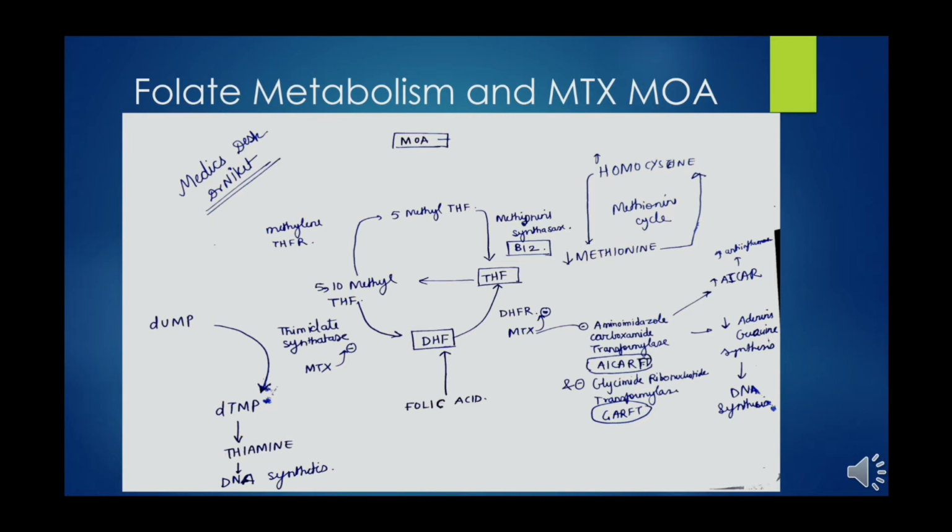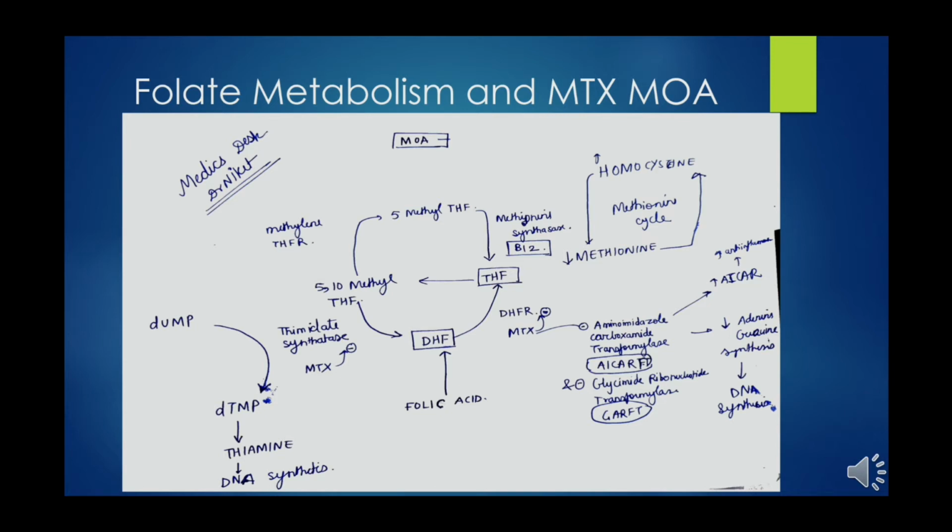So 5,10-methylene tetrahydrofolate further undergoes reduction with the help of methylene tetrahydrofolate reductase and forms 5-methyl tetrahydrofolate. This 5-methyl tetrahydrofolate, with the help of methionine synthetase and B12, forms tetrahydrofolate. Methionine synthetase also has a role in conversion of homocysteine to methionine, and this methionine is again converted back to homocysteine. This part of the cycle is called the methionine cycle.